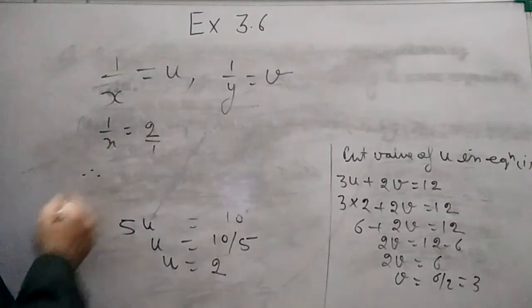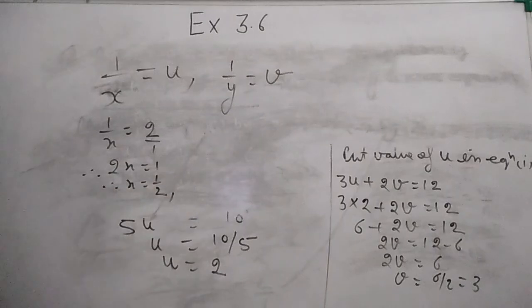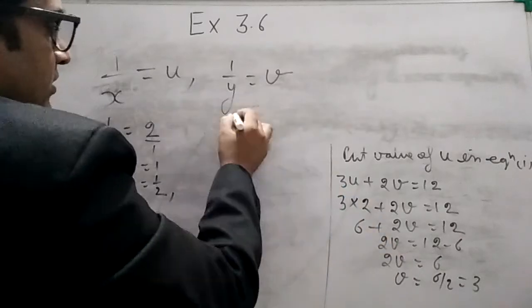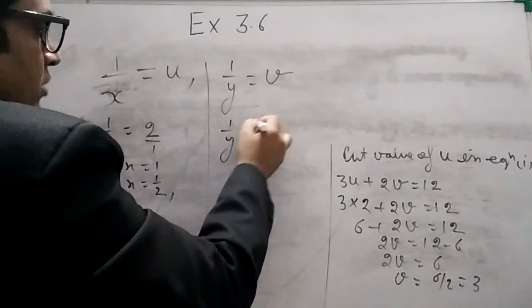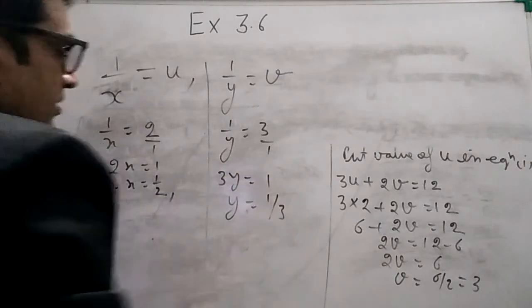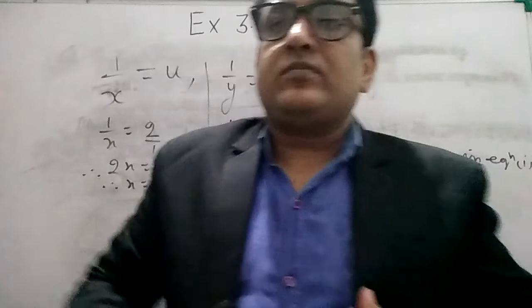And here we will solve this. 2x equal to 1. Therefore x equal to 1 by 2. And dear student, value of v is 3. We will put here 1 by y equal to 3. We will solve this. 3y equal to 1. Therefore y equal to 1 by 3. Dear students, we got the value of x and y. The value of x is 1 by 2, and the value of y is 1 by 3. This is our answer, dear student. x equal to 1 by 2 and y equal to 1 by 3.